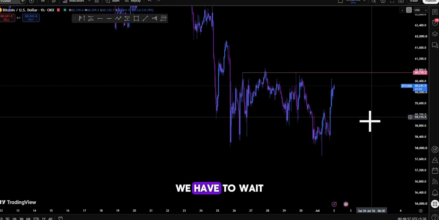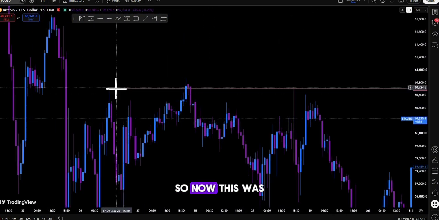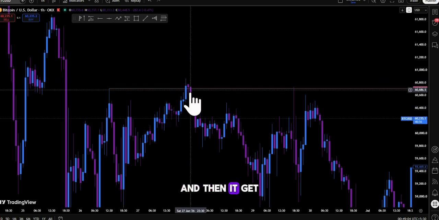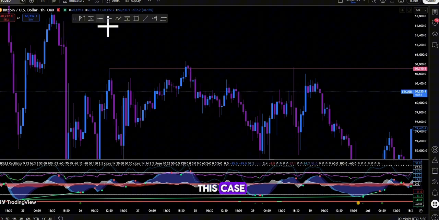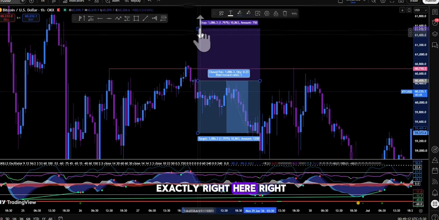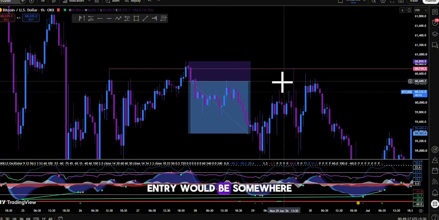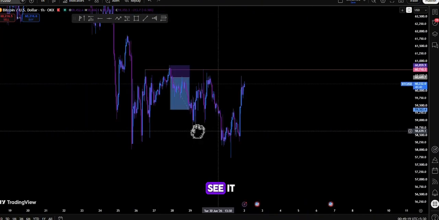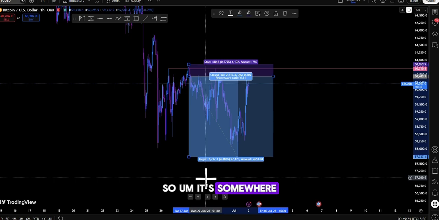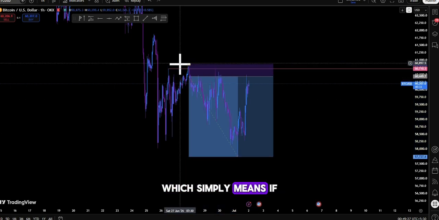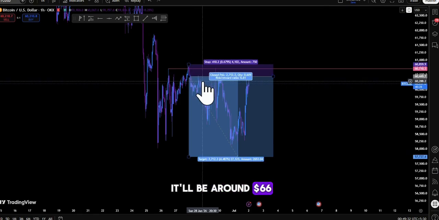And now we have to wait for the indicator to tell us to sell. How does that work? This was the high that we marked, and when it gets swept, we simply open the indicator and look for a red dot in this case. And we could enter exactly right here, keeping the stop loss above the high. Entry would be somewhere around here. Now let's see how much this would have played out. It's somewhere around 1 to 6.6, which simply means if you risked $1, it'd be $6.6, and if you risked $10, it'll be around $66.